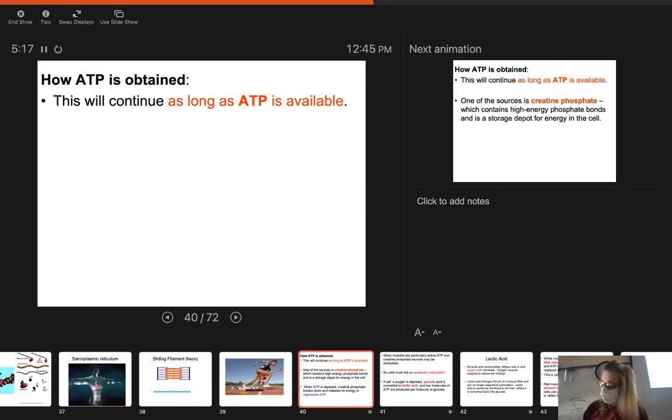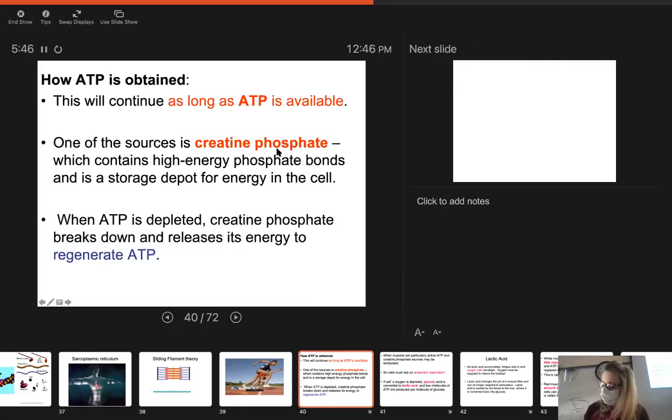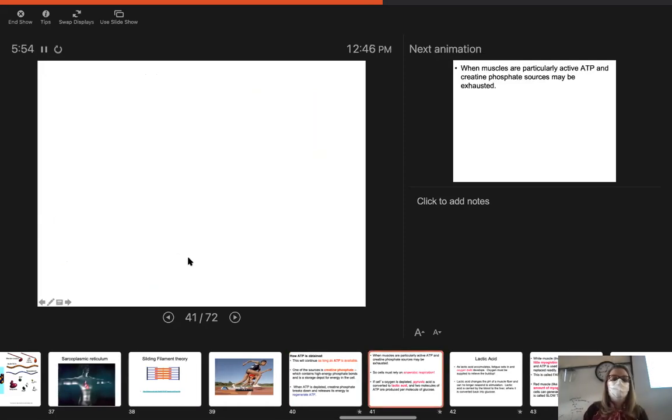It says one of the sources is creatine phosphate. So I am down in the paragraph under the box where it shows creatine. So if we think about this, ADP is useless. That's bad to say. I don't want to say useless. You can't get any energy from it. It needs an extra phosphate. Creatine phosphate adds the phosphate, it becomes useful again. So when ATP is depleted, creatine phosphate breaks down, releases energy to regenerate ATP. Okay, it's actually really cool.